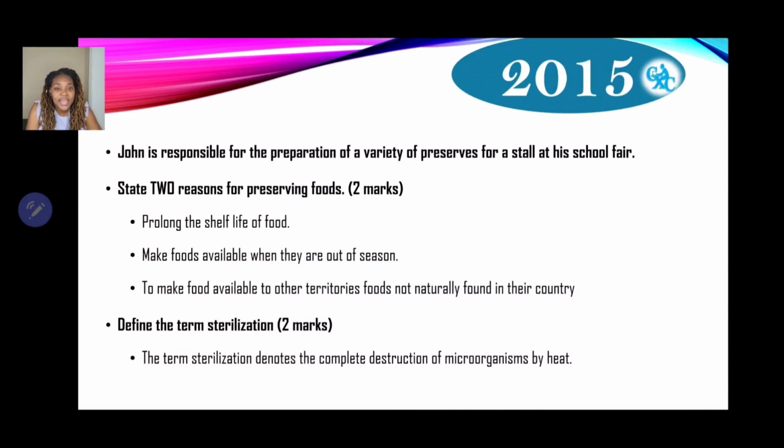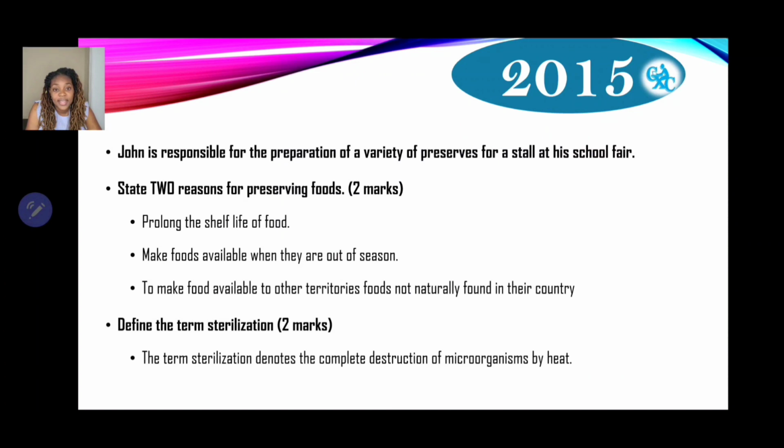2, to make foods available when they're out of season. And 3, to make food available to other territories, foods that are not found in their country.